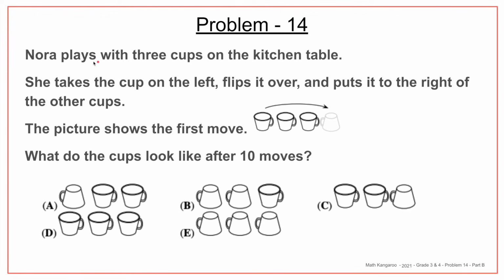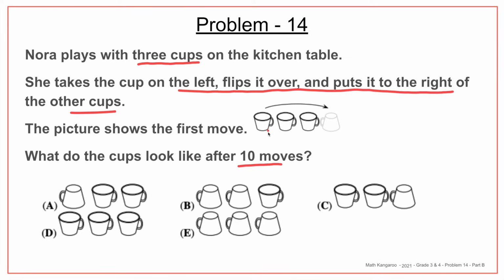Problem 14. Nora plays with 3 cups on the kitchen table. She takes the cup on the left, flips it over and puts it to the right of the other cups. The picture shows the first move. So she has 3 cups. She takes the leftmost cup, flips it and puts it on the rightmost. What do the cups look like after 10 moves?